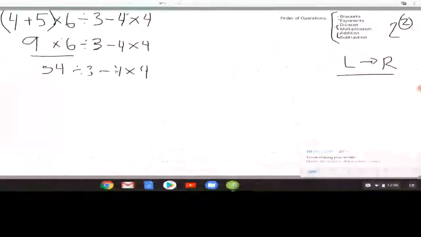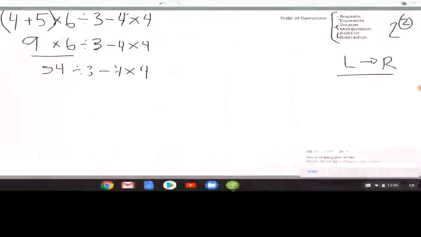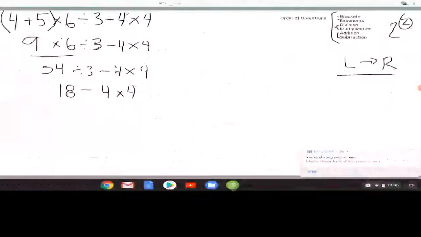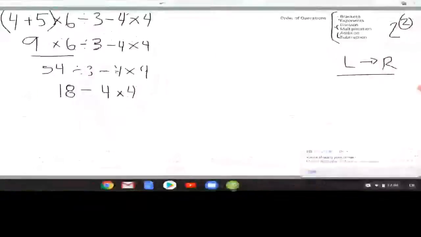Now we don't leave this level of the list. We still have division and multiplication to work with, which means we still have to follow the left to right rule. So 54 divided by 3 is 18. And then we bring the rest of our question down. 18 minus 4 times 4. Our last bit of multiplication we need to finish before we can move on to addition and subtraction. 4 times 4 is 16.